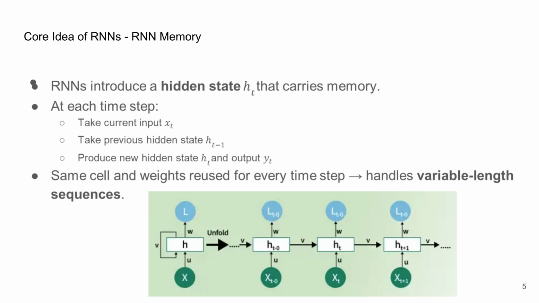Let's dive into how RNNs actually work. The core idea is something called a hidden state, which I'll call H_T. This hidden state carries memory through the network. At each time step, several things happen. We take the current input X_T, we take the previous hidden state H_T-1, and we compute a new hidden state H_T and an output Y_T. The crucial insight is that the same cell and weights are reused for every time step. This reuse is what allows RNNs to handle variable length sequences. Whether you have 5 words or 500 words, the network structure stays the same.